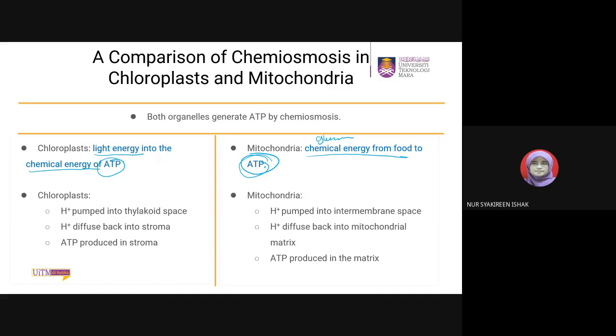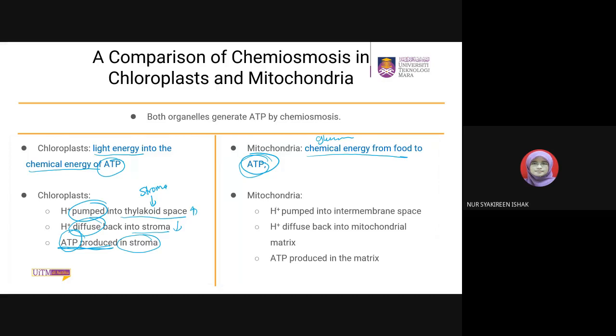So another difference for chloroplasts is the movement of hydrogen ions tu kan. So ruang dia berbeza lah. Kalau untuk chloroplast, hydrogen ions are pumped into the thylakoid space from the stroma. From stroma into thylakoid space. The process is pump, active transport. Okay. And then from the thylakoid space back into the stroma, the process is diffusion from high concentration to low concentration through ATP synthase, which involves the production of ATP in the stroma. ATP is released into the stroma.